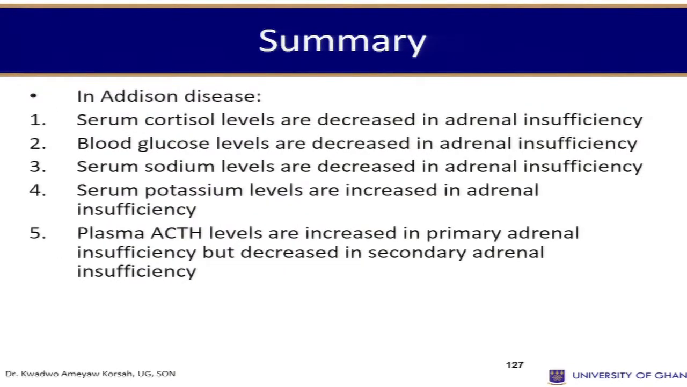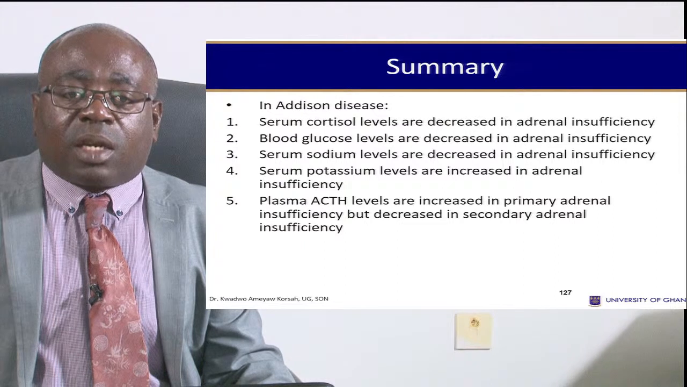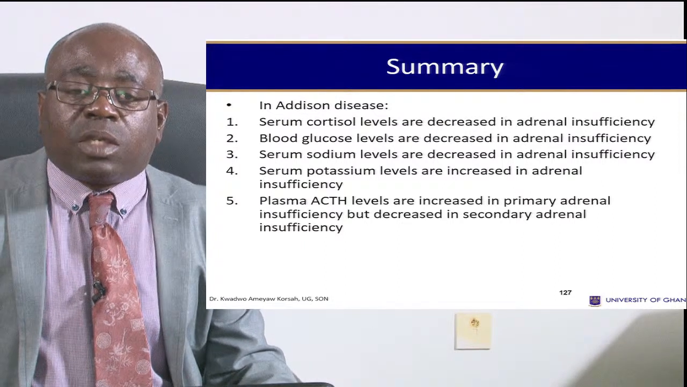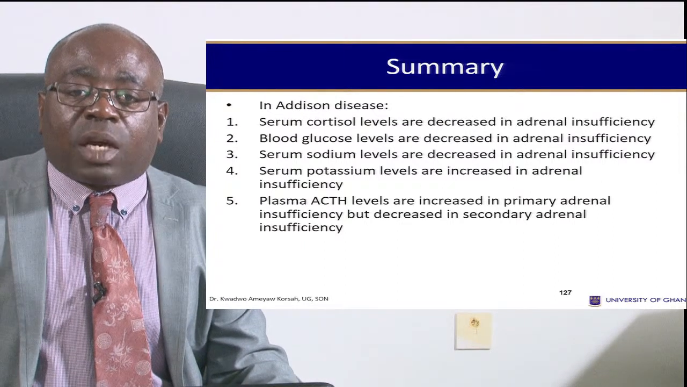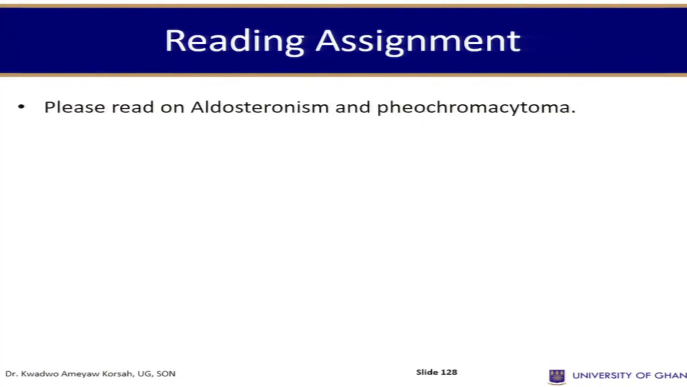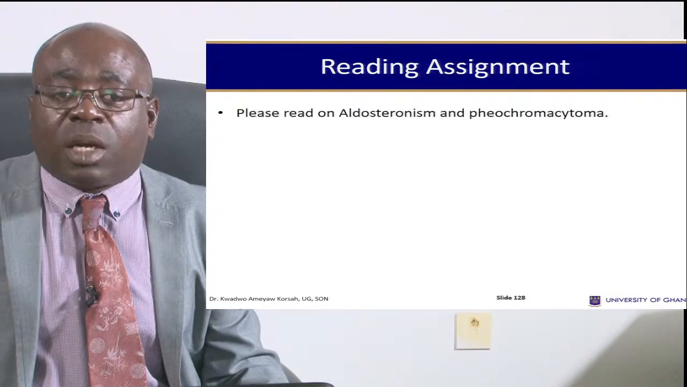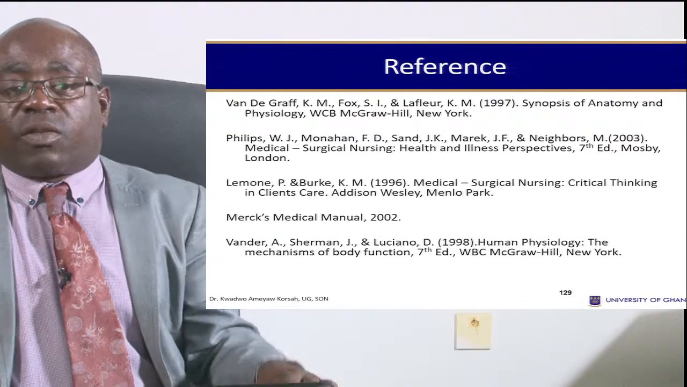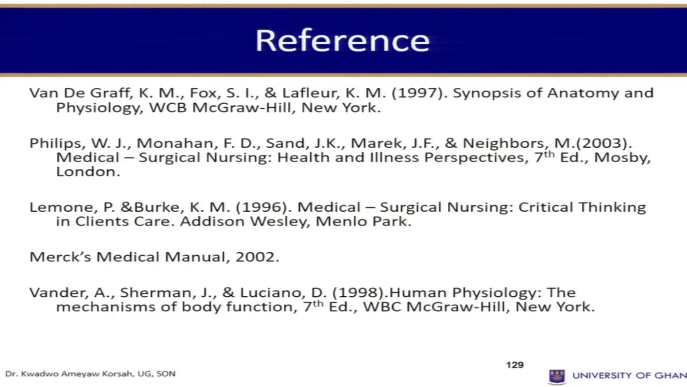So in summary, we have looked at Cushing syndrome, we have looked at the Addison's condition, and your reading assignment is on Addisonianism and then pheochromocytoma, and then you have the references provided for further readings. Okay.